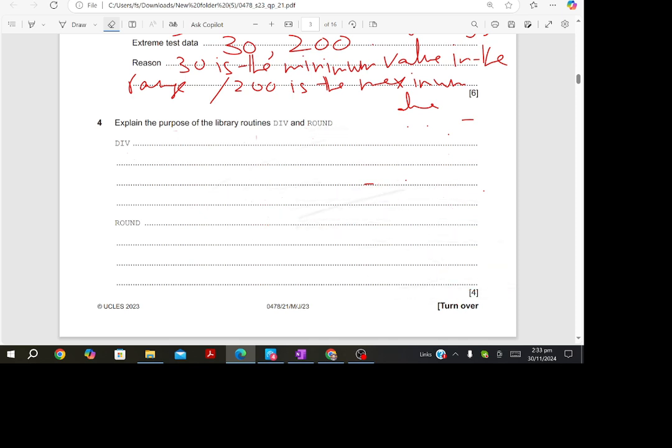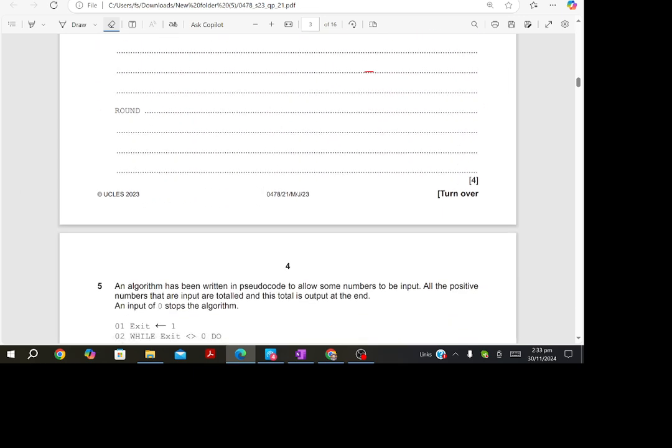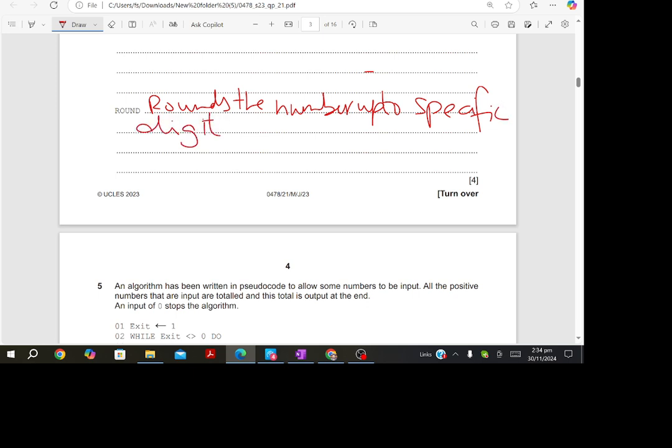After that, we have the purpose of the round function. What does the round function do? Basically, round function rounds off the value to the nearest whole number up to the specific number of digits. What it does, it rounds the number up to specific digits. Specific digits refer to the decimal places. I will write an example as well so that you people are able to understand it.